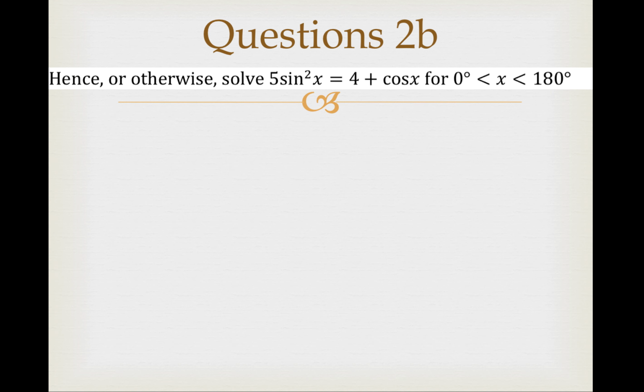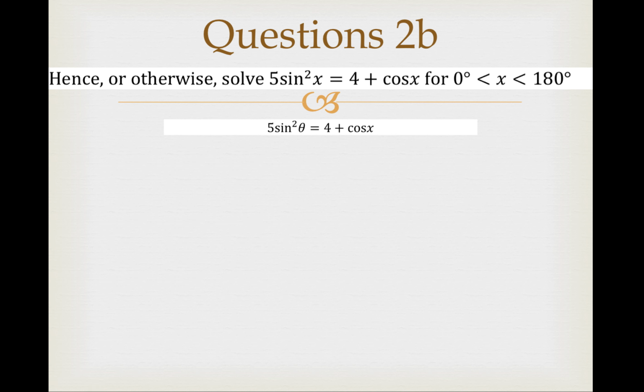Looking at this word hence, whenever you see hence, I've always told you that you are going to get a hint, or the answers are working from the previous question. You should use that to answer question 2b. But you can also see here otherwise, so that means any other method would be acceptable.